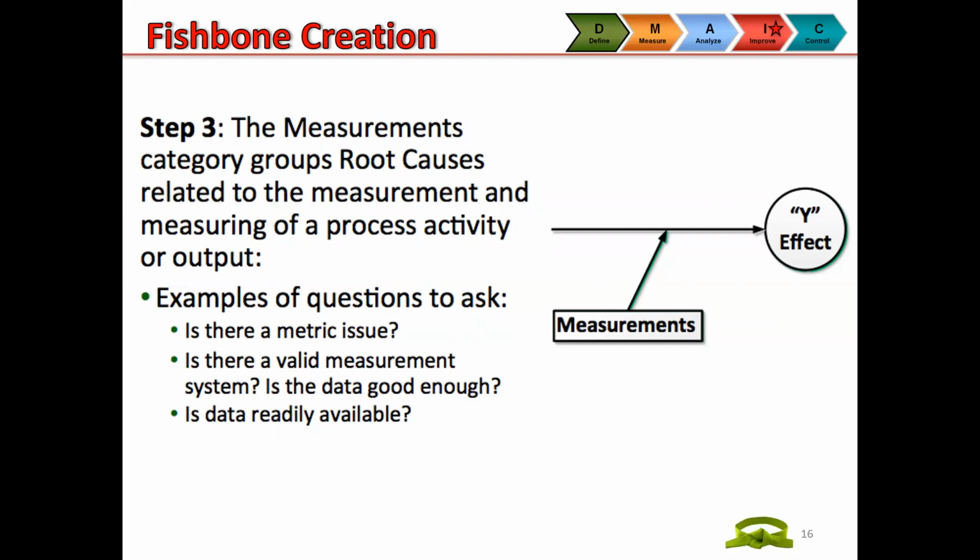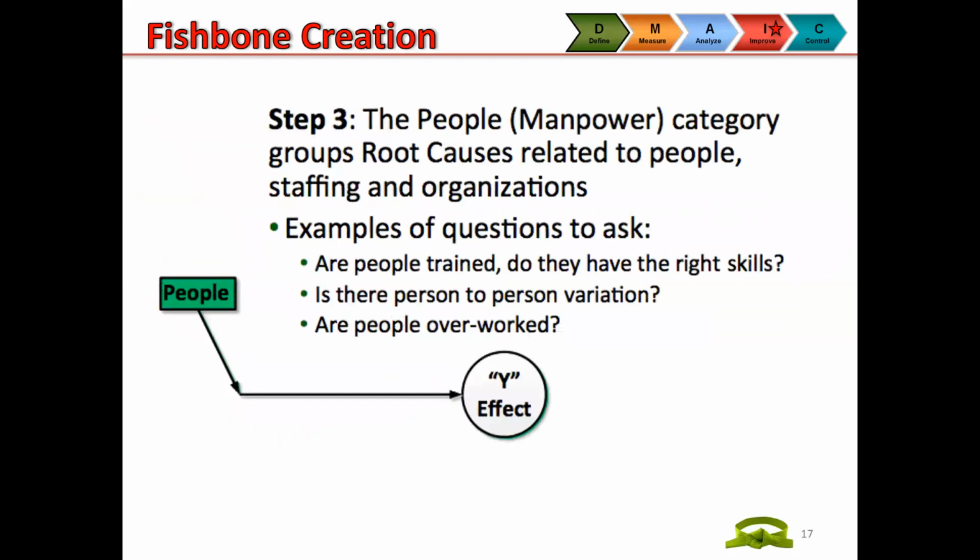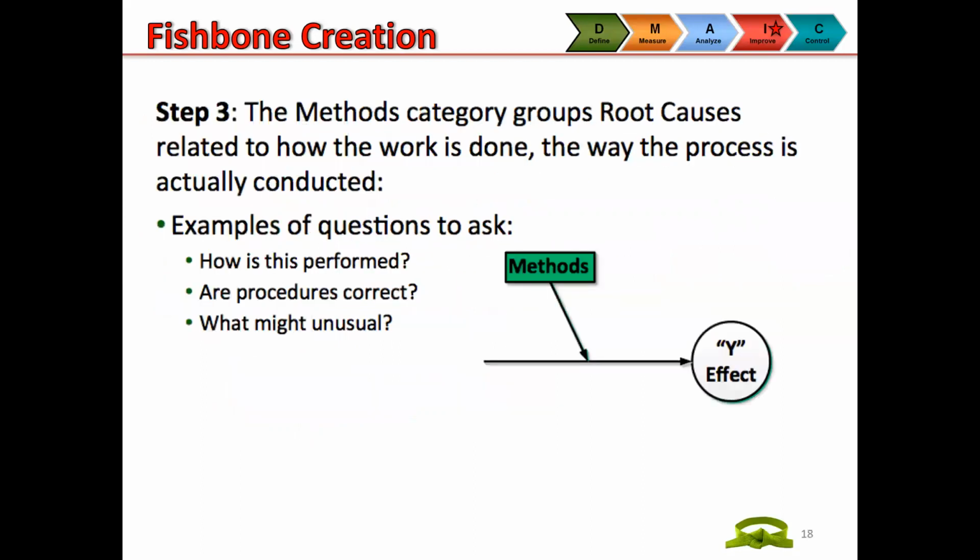a process activity or output. So examples of questions to ask: is there a metric issue? Is there a valid measurement system? Just to give you an idea of what goes in each of the P4M&Es. The manpower one: are people trained? Do they have the right skills? Is there person-to-person variation? Are people overworked?